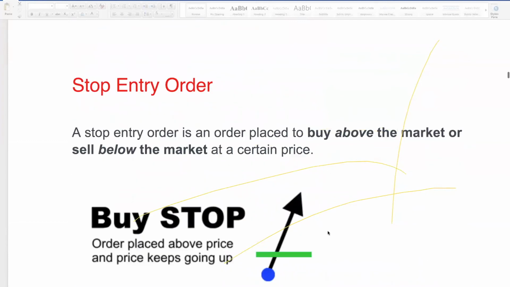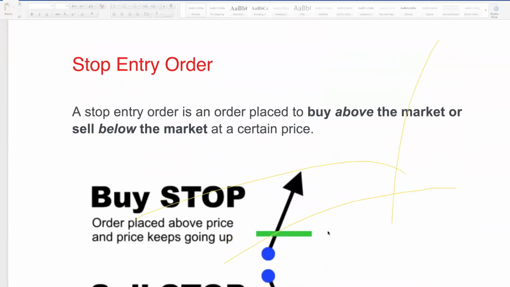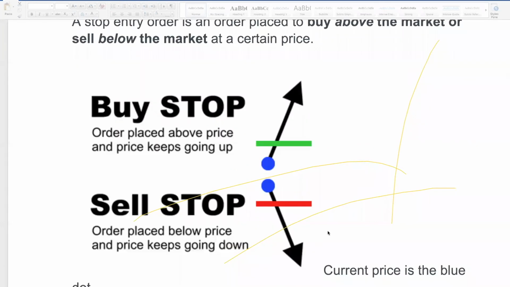Let me try stop entry. Stop entry is an order placed to buy above the market or sell below it. It's like when you want to enter a trade, the euro is $10, and you are thinking the euro will keep on going to $20, $50, or whatever. So what you do is you place your order above the price. If the price is at $10, you place an order at $12 in anticipation that the euro will keep going up.